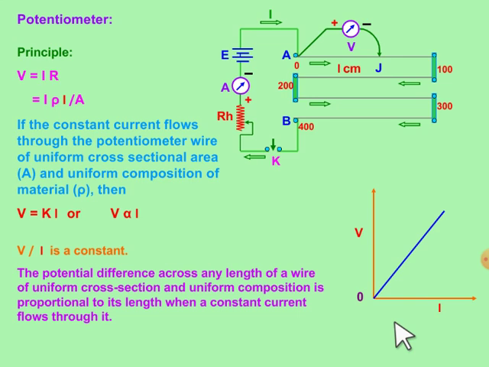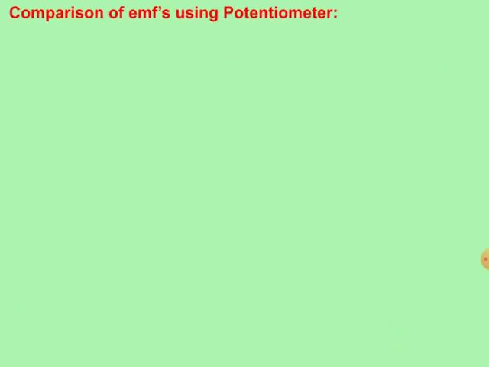Let's try to learn about the uses of this potentiometer, by using this principle and that of the Wheatstone bridge. Now here in this potentiometer, there are two applications. One is in finding the ratio of the sources of EMF, or we can call it comparison of EMF, and the other one is for finding the internal resistance.